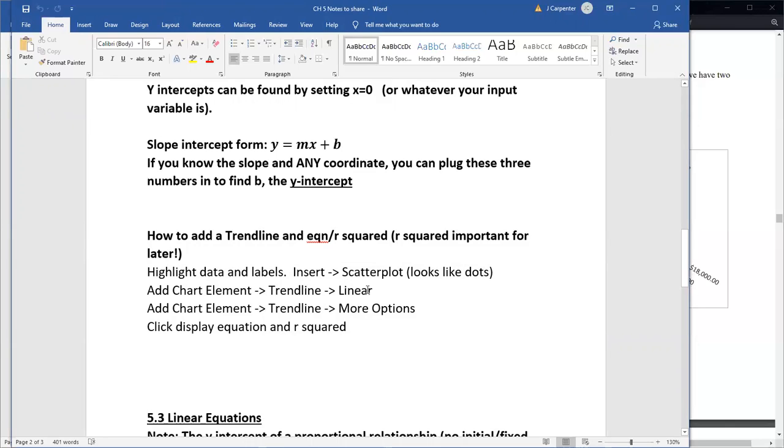Linear makes a line. If you go to add chart element and then trend line, you'll see other options, and you don't have to make a line, but that's what we're going to be doing for now. And then add chart element, trend line, more options to display the equation and the R squared.